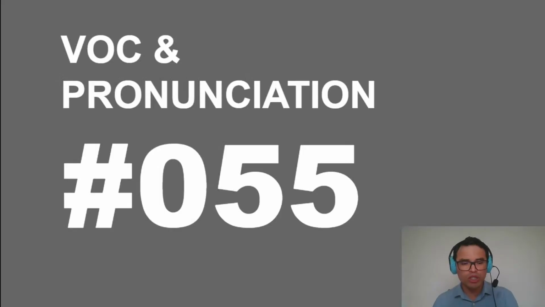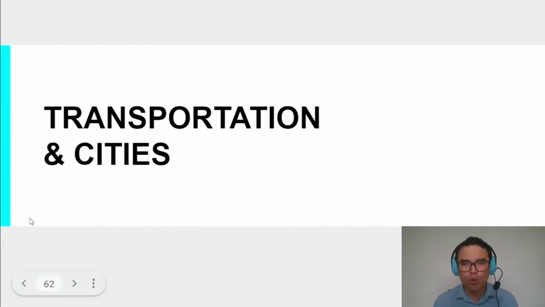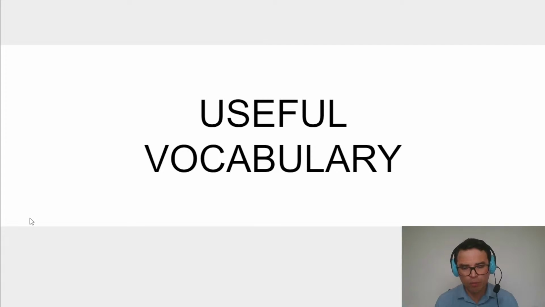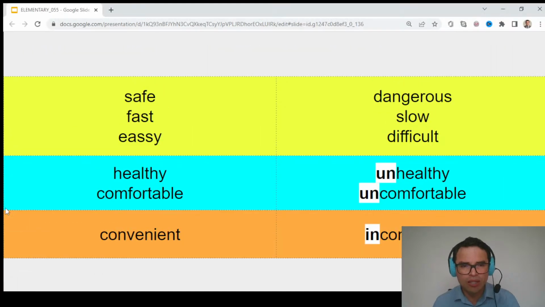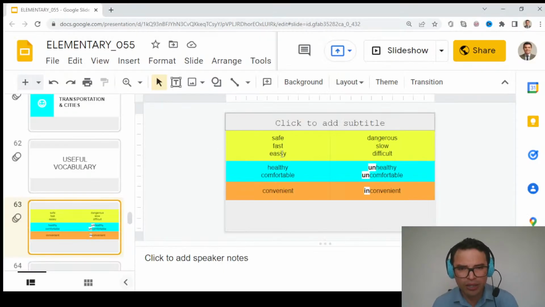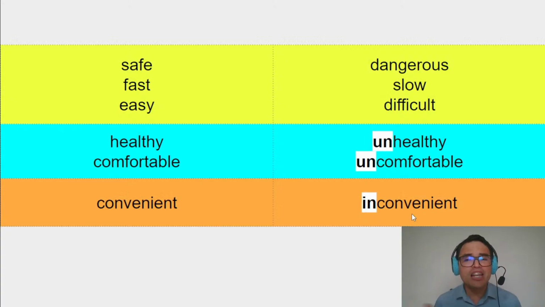Welcome to this vocabulary and pronunciation class. What are we talking about today? This class is about transportation and cities, so we will be reviewing useful vocabulary to talk about that. We will focus on adjectives, and I can see that there's a mistake here, and this is the mistake. Double S? No. So, adjectives to talk about cities. These are opposite adjectives: safe, dangerous, fast, slow, easy, difficult, very easy and simple.